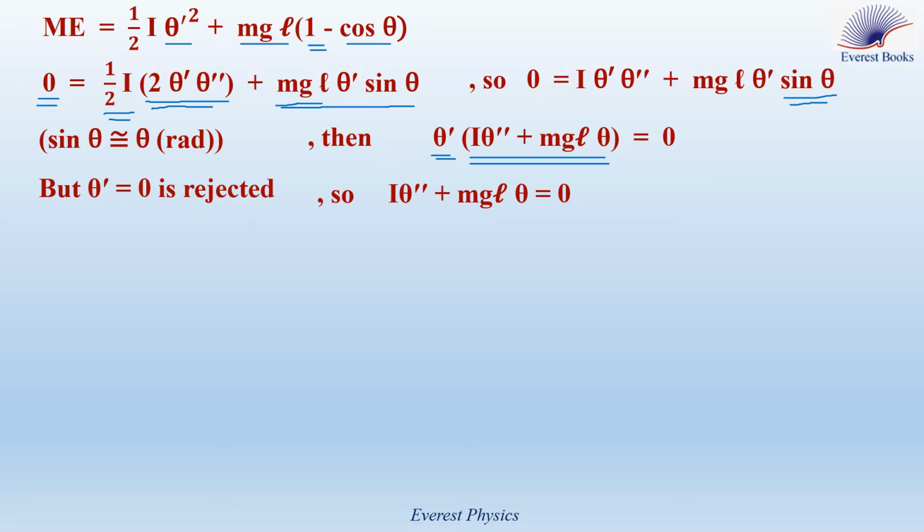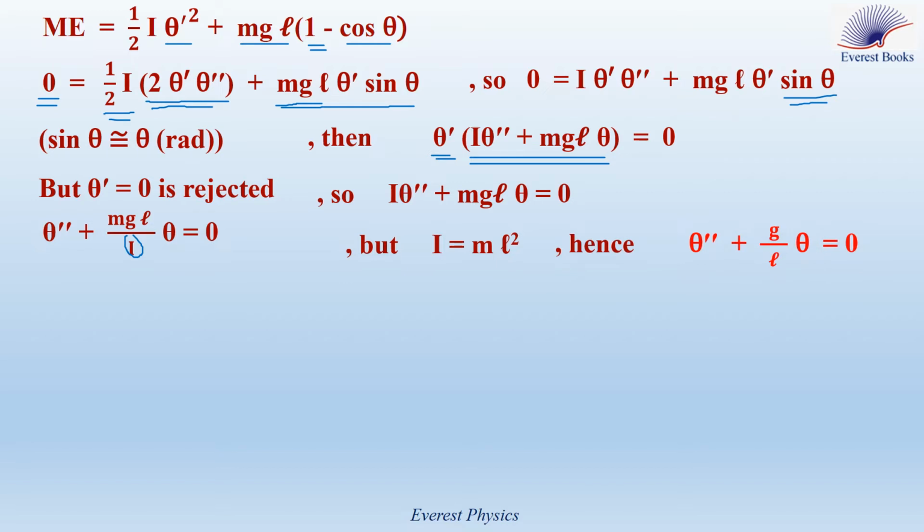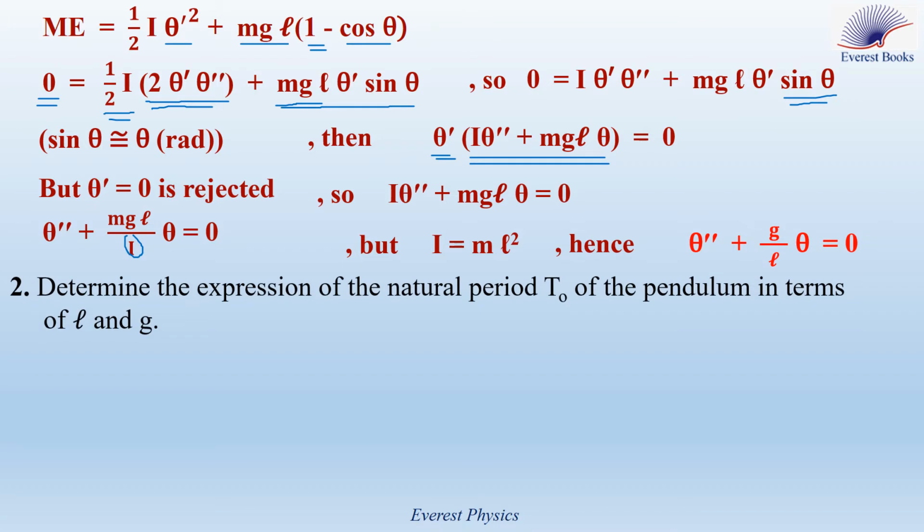Divide the equation by I. This is going to be theta double prime plus mgL theta over I is equal to 0. Replace I by mL squared. This is going to be theta double prime plus g over L theta is equal to 0. This is the second order differential equation that governs the variation of theta. Let's move to part 2.